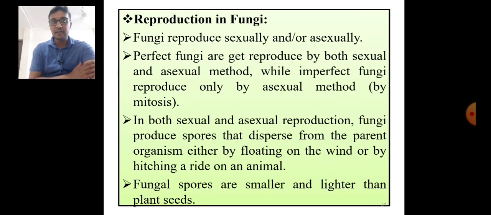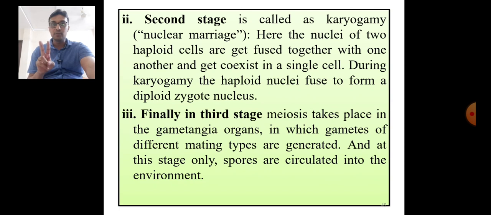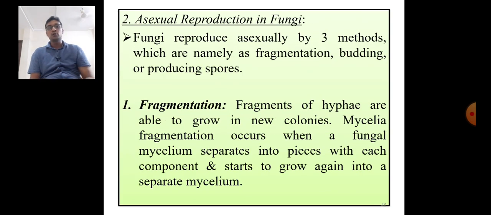त्यानंतर we have started with the reproduction in the fungi. As I told you, basically the reproduction in the fungi is taking place by means of 2 methods. One is said to be the sexual and another is said to be the asexual method. Next to that, sexual reproduction of the fungi we have studied. Basically the sexual method of reproduction takes place in 3 stages. First one is plasmogamy, that is the marriage of the 2 haploid cells. Second one is karyogamy, that is the nuclear marriage of the 2 haploid cells. And the third one is meiosis. आणि 3 प्रकाराचे asexual method आपण शिकलो: fragmentation, budding and spore formation.